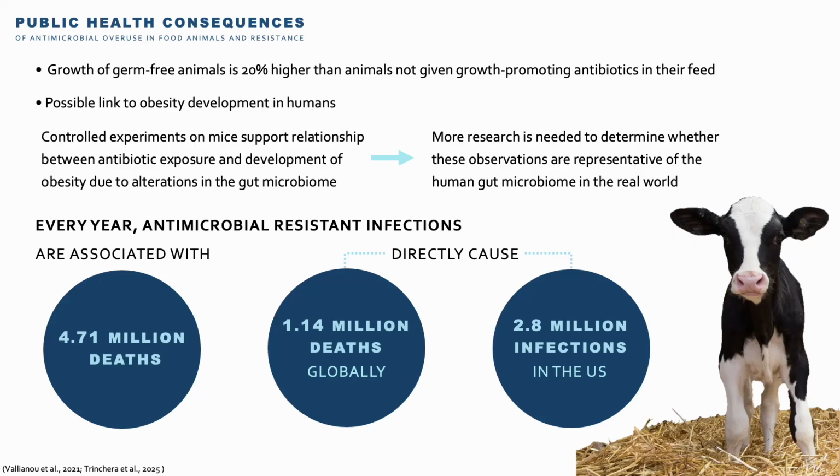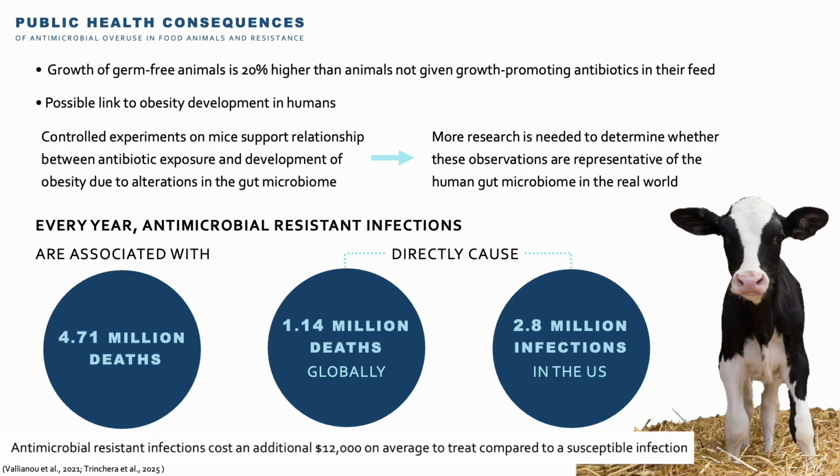We know that humans are exposed to chemically active antibiotics, both from environmental exposures to antibiotic residue in animal waste, and more directly from consuming animal products contaminated with antibiotics. But more research is needed to determine whether there may be a causal link between the human obesity epidemic and the widespread use of antibiotics in our food system.